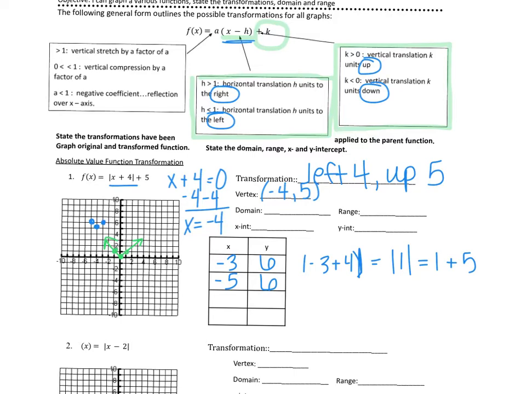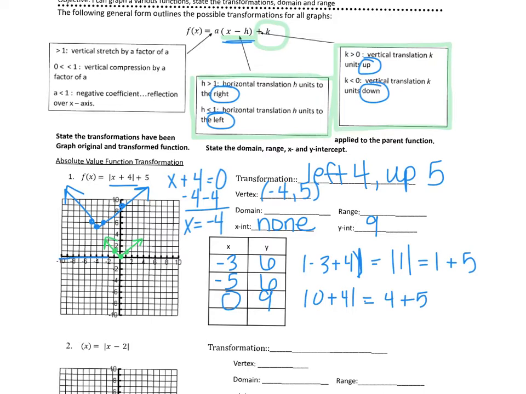So I have that. Now I'm going to go to my x-intercept. Remember, the x-intercept is where it's going to cross the x-axis. And this blue function is never going to cross the x-axis. So my x-intercept is none. Now the y-intercept is where it crosses the y-axis, and the blue is going to cross the y. To figure that out, I'm going to plug in 0 for x. So I'm going to do 0 plus 4. The absolute value is 4. 4 plus 5 is 9. So my y-intercept is 9, and I can also graph 0, 9 and finish out my absolute value.